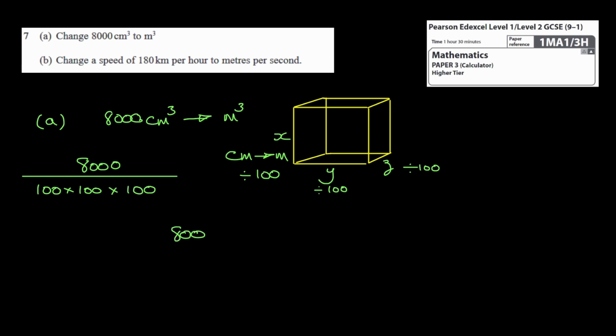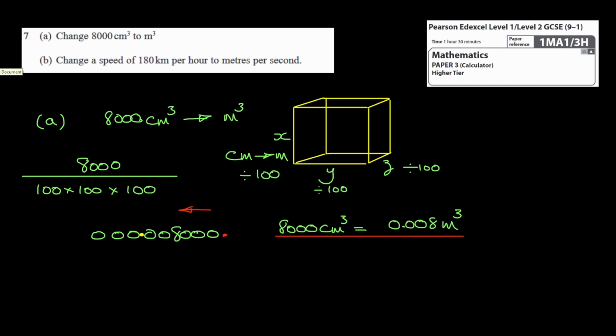So if I write down 8,000 and put several noughts in the front, this is our decimal point at the moment. I've got to hop 1, 2, 3, 4, 5, 6 hops to the left. 1, 2, 3, 4, 5, 6. So the new decimal point ends up here. So that 8,000 centimetres cubed is equal to 0.008 metres cubed. And that's the answer to part A.